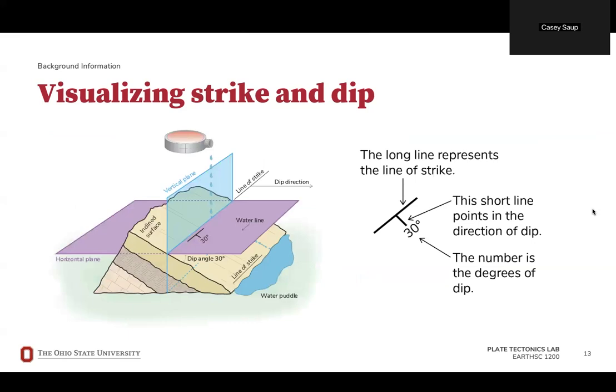This slide provides a more detailed look at strike and dip. The strike is where a surface intersects a horizontal plane, while the dip is the angle and direction of the steepest slope on that surface. Understanding these concepts is important for interpreting geologic maps and visualizing underground structures.